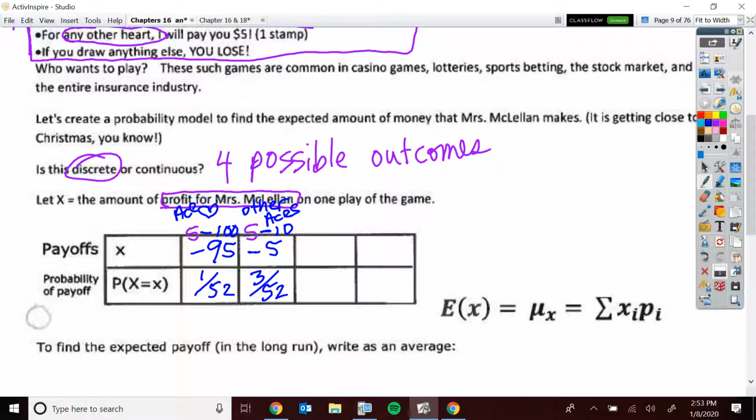Okay, what else could happen? You pay me $5 to play, but you draw what?